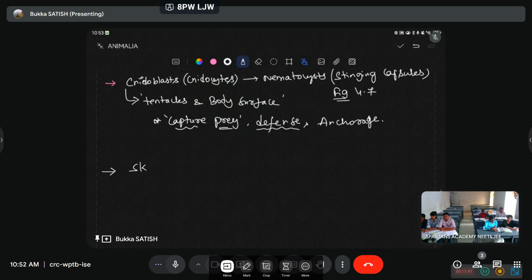There is no well-developed skeletal system, but if you see the skeleton inside this, it is made up of calcium carbonate, particularly in the case of corals, you can find this thing. In the corals, it is calcium carbonate made. So in the coral, there is calcium carbonate made skeleton, endoskeleton.